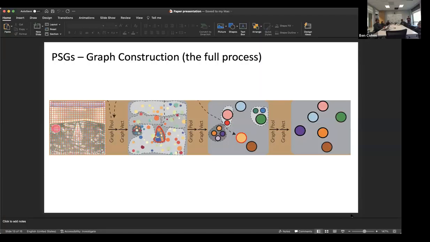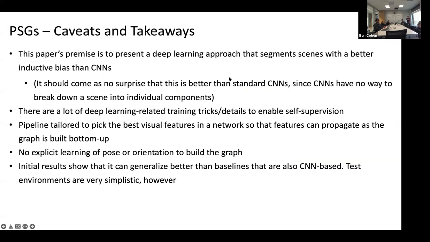So the premise is to present an approach to segment scenes, or to come up with some way of separating objects in scenes, with better inductive bias than CNNs. And like I said in the beginning, it should really come as no surprise that this is better, because a CNN cannot break down a scene into individual components.